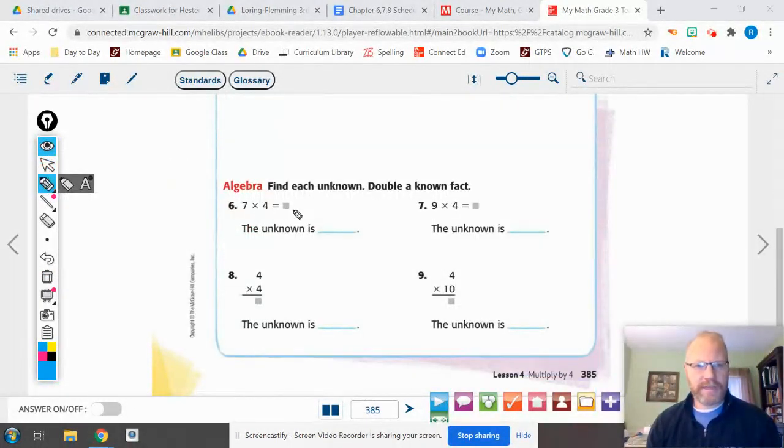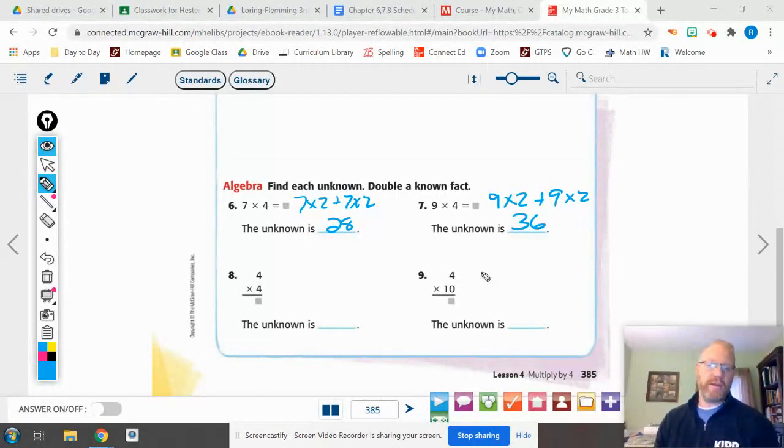Number 7 says 7 times 4. What's 7 times 4? Well, if you're struggling, you're doing 7 times 2 plus 7 times 2. If you take notice, we just did that. The answer was 28. 9 times 4. If you're struggling with 9 times 4, then you can double the known fact. The known fact is 9 times 2 plus 9 times 2. That's 18 plus 18. We just did that one earlier too. It was 36.